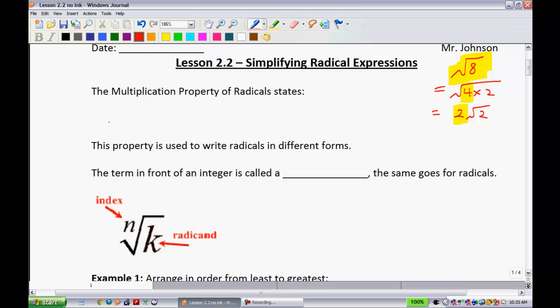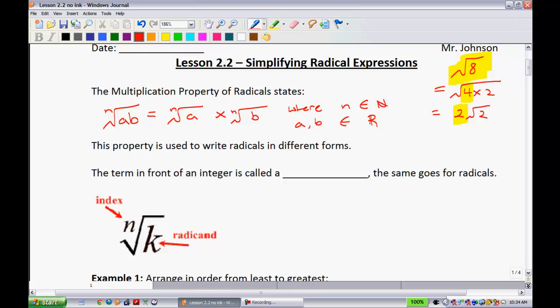All right. So if we have some root n of ab, we can say that that's also equal to some root n of a times some root n of b. When I'm saying some root, that could be square root, cube root, fourth root, whatever. A couple stipulations. What we must say is where n is a member of the natural numbers. So n must be 1, 2, 3, 4, 5, can't be anything else, and such that a and b are members of the real numbers. This property is used to write radicals in different forms.